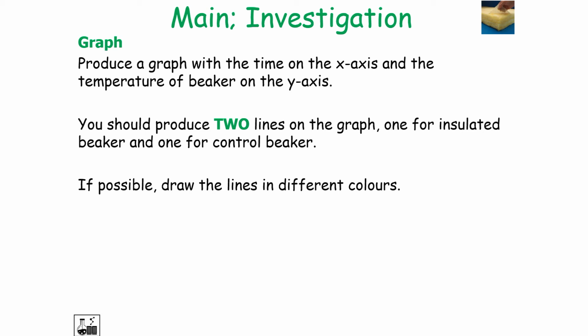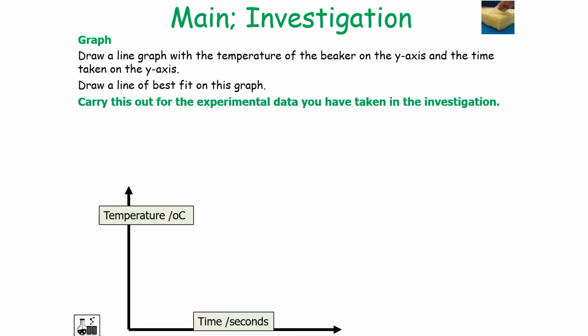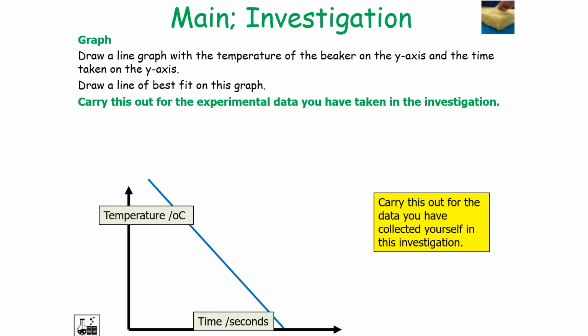You then produce a graph with the time on the x-axis and the temperature of the beaker on the y-axis. This will produce two lines on the graph, one for your insulated beaker and one for your control beaker, and if possible draw them in different colours, like that. So you can see there, carried out with the data you've collected yourself.